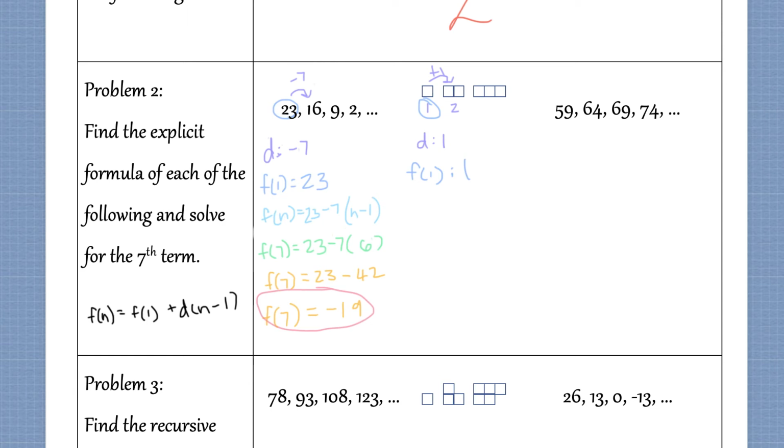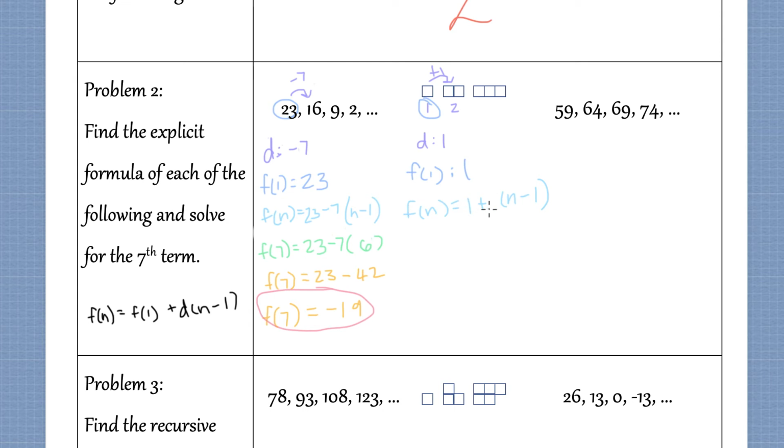Now we're going to write our explicit formula right here. F of n is equal to f of 1, which is 1, plus d, which is also 1, times n minus 1. And you see right here that this is 1 times n minus 1, and we don't really need that 1 over here because it's going to have the same value if it was just n minus 1. So we're going to take out that 1 right there, and we're going to write it as 1 plus n minus 1.